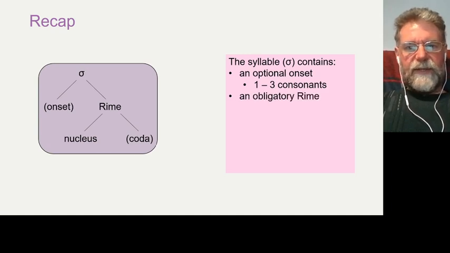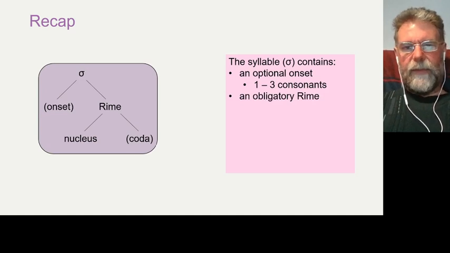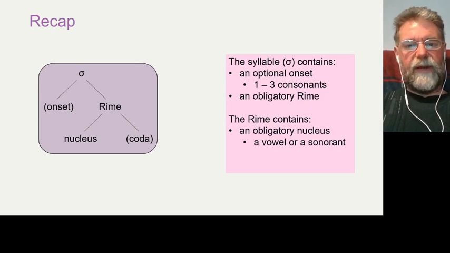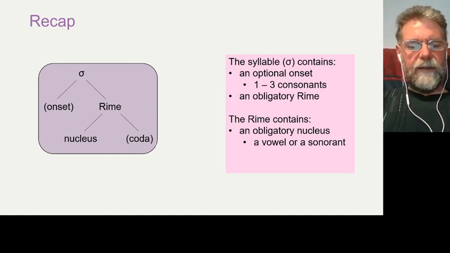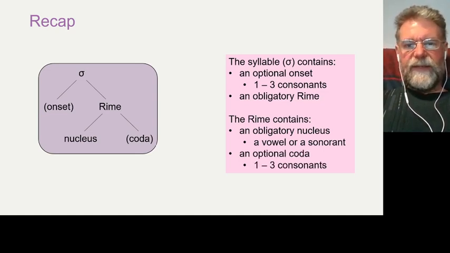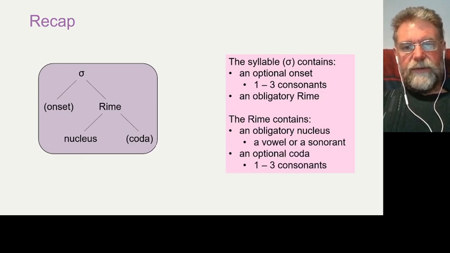And then also inside the syllable we've got this obligatory element, the rhyme. And the rhyme itself is made up of two things. It's made up of an obligatory nucleus, which is typically a vowel, but it can be a sonorant consonant under certain circumstances. The second thing is, again, an optional thing. You don't have to have it, but you can. We call that the coda, and again, that's made up of 1 to 3 consonants.